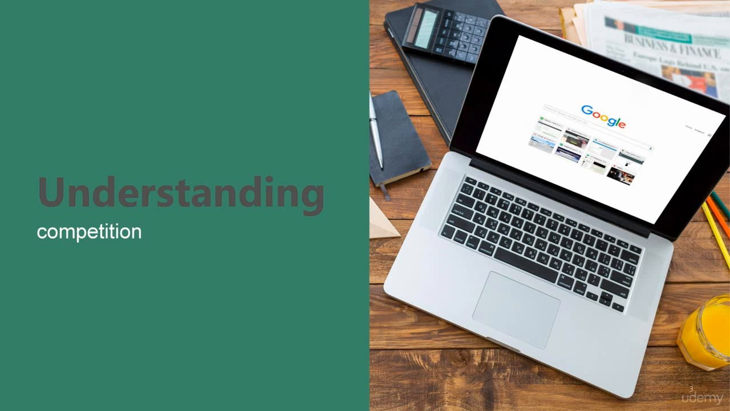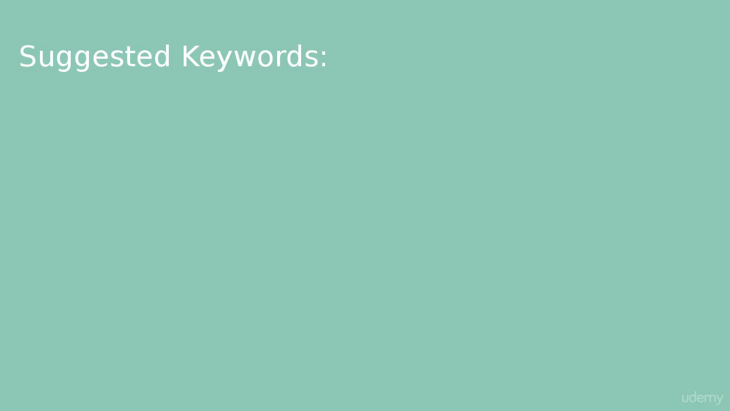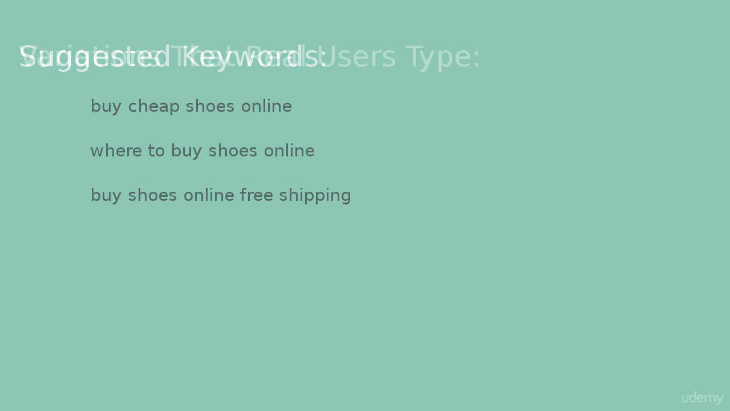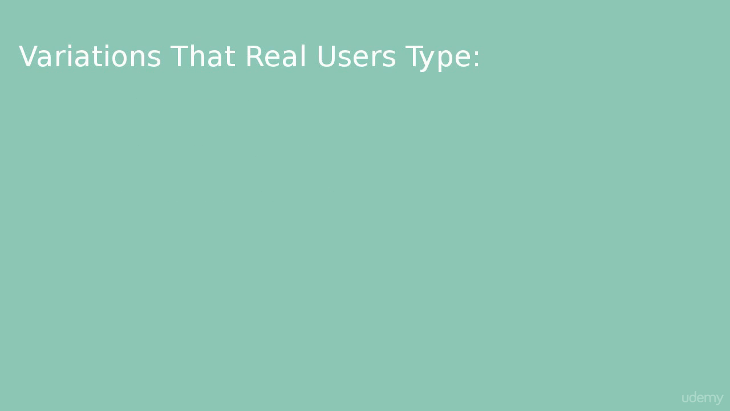For instance, if you type in a search term like buy shoes online, the AdWords tool will suggest keyword phrases that include these 3 words. You'll see results like buy cheap shoes online, where to buy shoes online, and buy shoes online free shipping. There are 2 problems with these results.